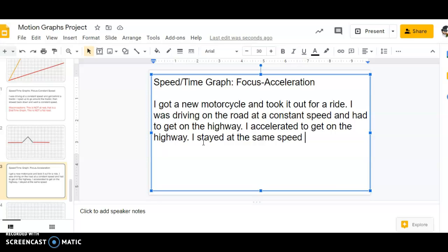I stayed at the same speed until I decelerated when I got off the highway. Okay, so I need to think about that.